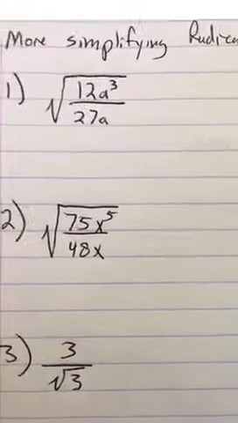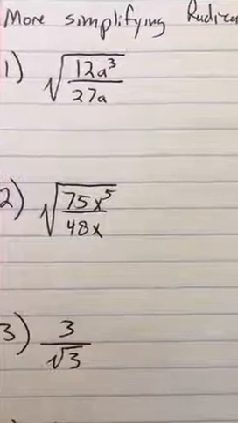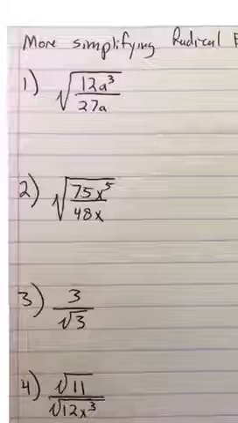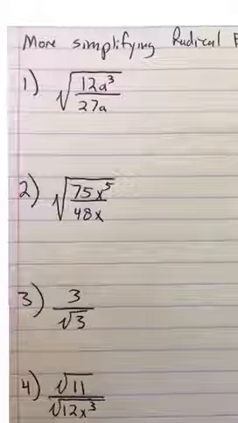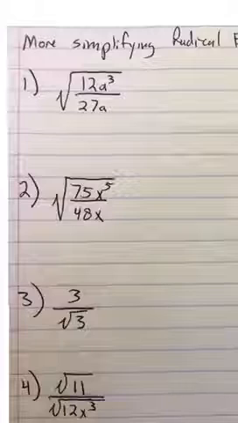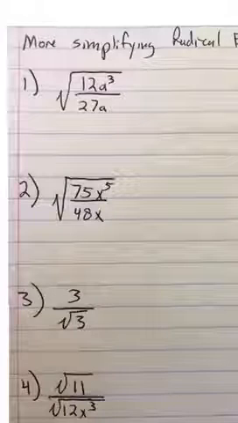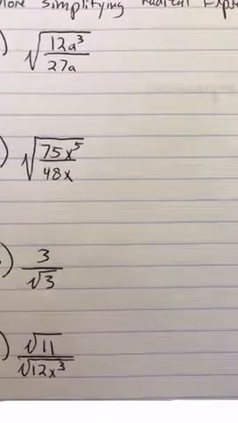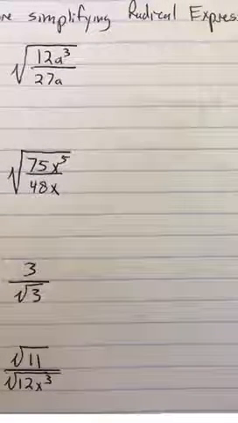Here is number 1. Okay, so the first thing we want to do is look to see if we can simplify the fraction underneath the radical. Simplifying that fraction, is there a number that goes into both 27 and 12? And the answer to that is yes. 3 goes into both of those. So let's write that down.